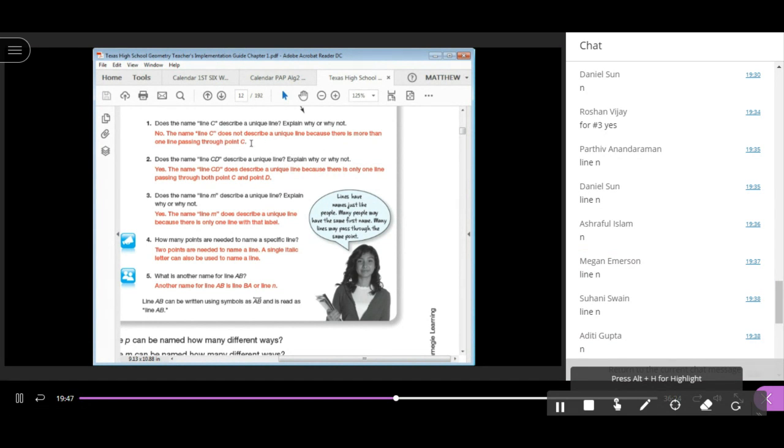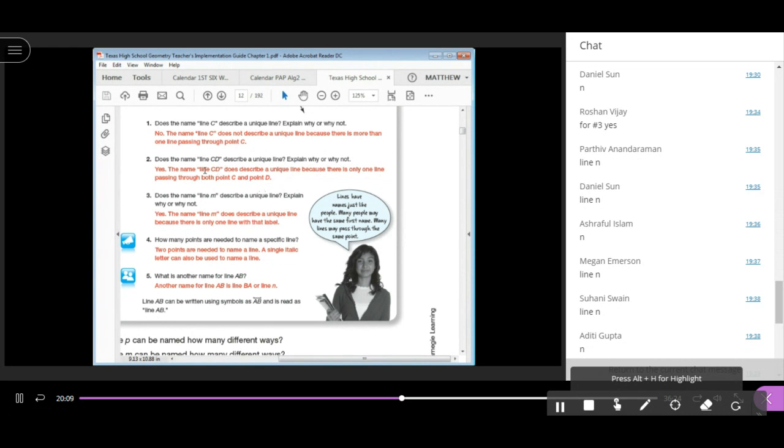One of the reasons why we could say line N, because that was in italics, or line M, that's in italics, is that you're naming the line the same way you'd name a plane with one lowercase letter. But if it's a point on the line, you can't name the line after just one point. You can say line CD or line DC. Line M does describe a unique line.